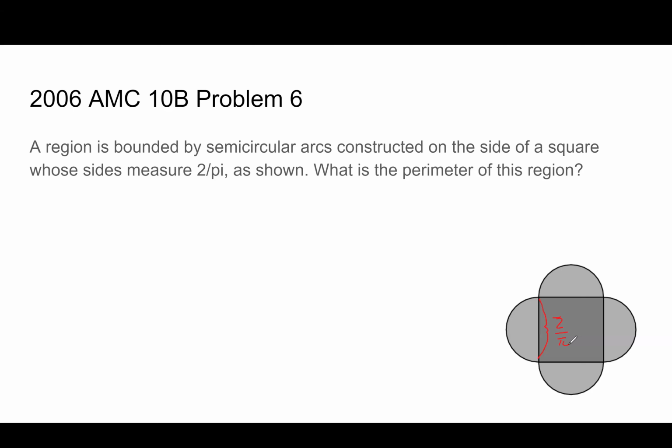So what is this question asking us to find? It's asking us to find the perimeter, right? So it's asking for the length of this thing here. Do you guys remember the formula for the circumference of a circle? It's equal to 2 pi r, right? And here we have semicircles, so basically half of the circle.